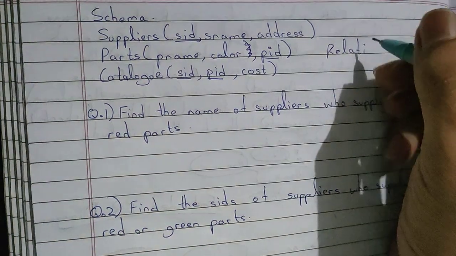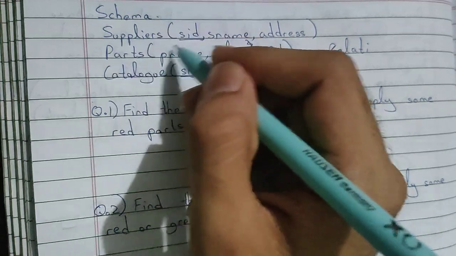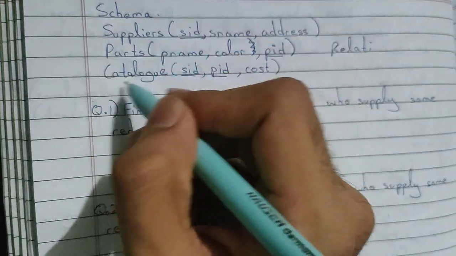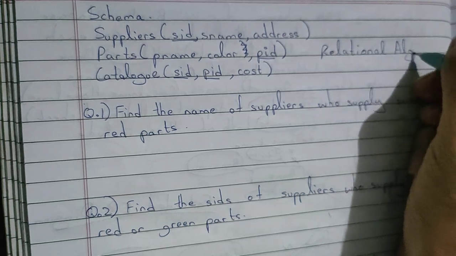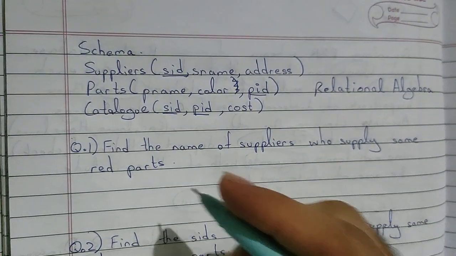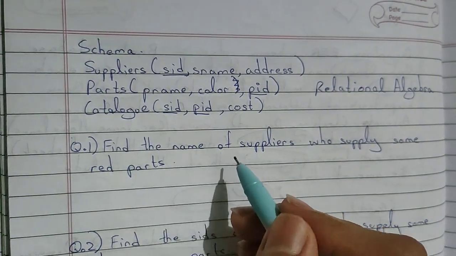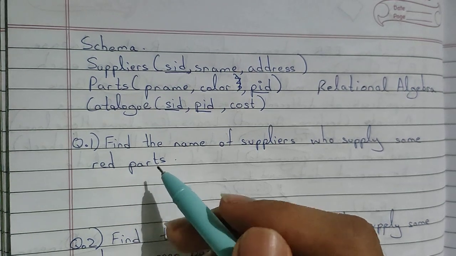Yeah. So in this question, we are given three tables, or relations. One is the supply table, parts table, catalog table, and we need to write relational algebra queries for these. We'll be given certain questions. So the first question is: find the names of the suppliers who supply some red parts.